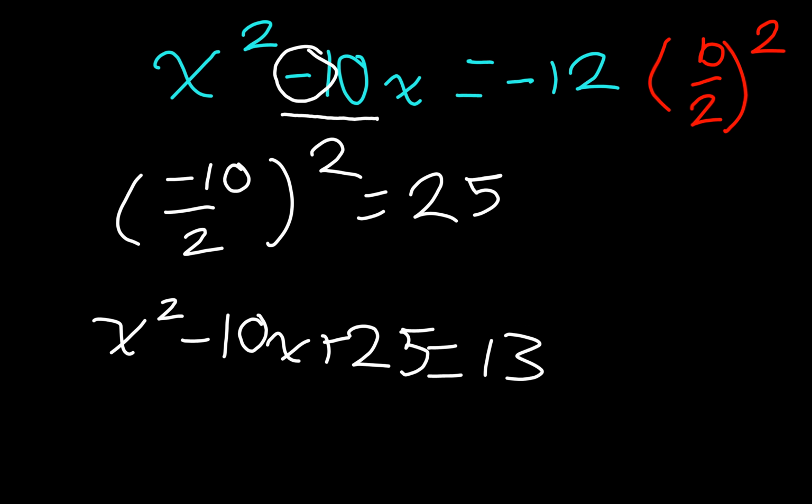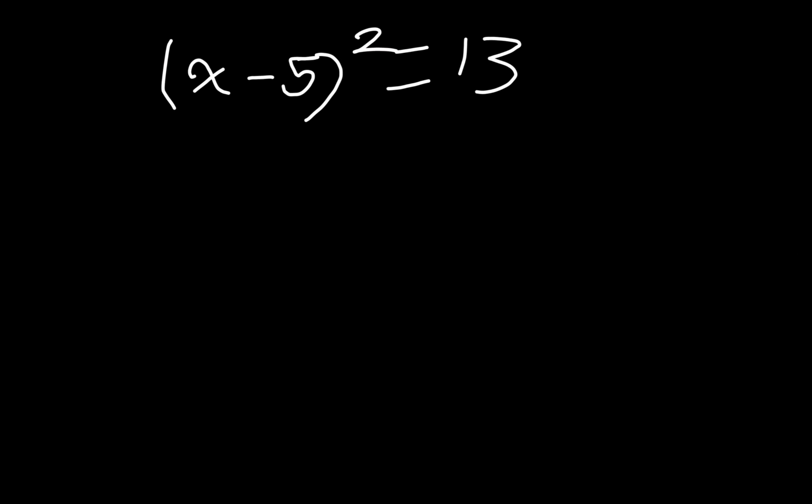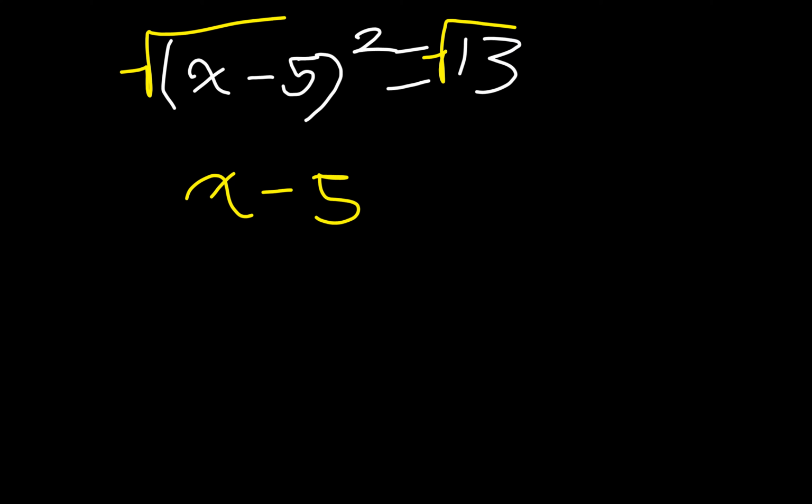And since this is a perfect square, we can figure out that that is x minus 5 squared is equal to 13. So we have our final equation, x minus 5 squared is equal to 13. So similar to taking the square root, we'll be taking the square root of both of the sides. And from here we have x minus 5 is equal to plus or minus root 13.